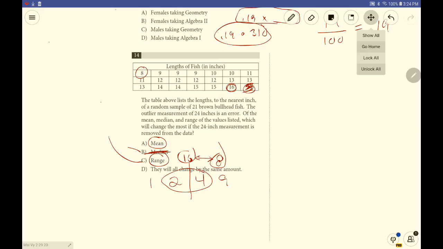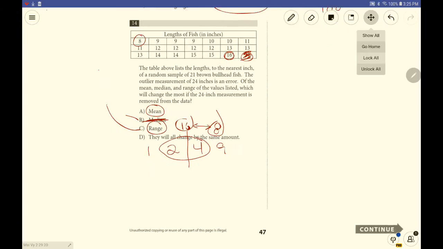Here they say, look at this number 14, look at this chart of the length of fish. What would change the most between mean and median and range if you took out the highest entry, because it's an error. So now all of a sudden, the median doesn't change at all. That's why I crossed it out. The mean might change a little bit. The one that changes a whole lot is the range. Range is the highest data point minus the lowest. So the range used to be 16 and now it's 8. So the range gets cut in half, which is way more of a change than the mean or the median would make.